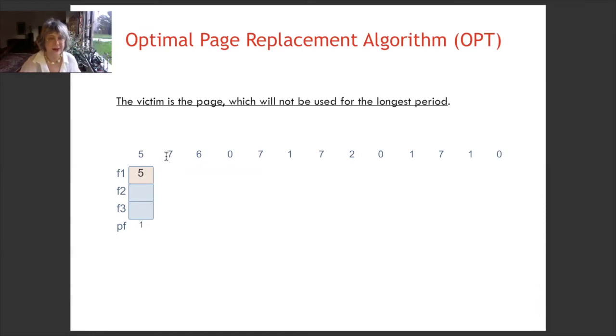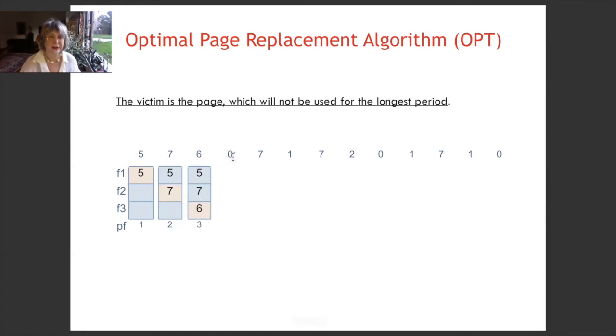And then there is a reference to page 7. We have 2 free frames. It may be loaded there. So suppose that it is loaded to frame 2. Then there is a reference to page 6. It is loaded here because this was free.